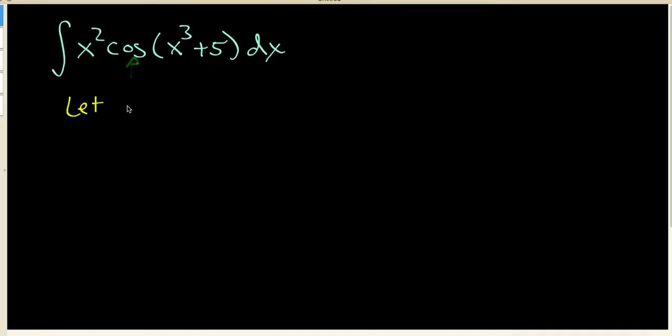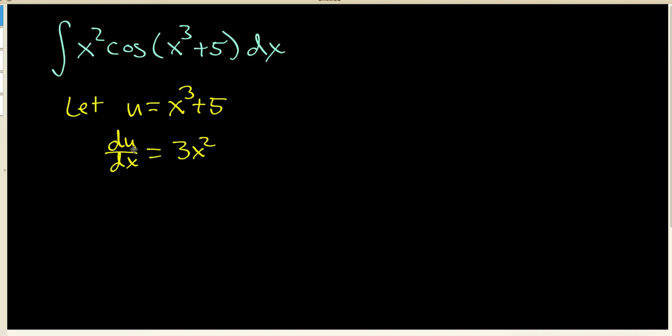So I want to be thinking about the integral of x squared times the cosine of x cubed plus 5 dx. Now, as before, I see that this is an inside function and that is an outside function. So what I'm going to do is, the traditional letter to use is u. So I'm going to let u be x cubed plus 5. And then I'm going to find the derivative of u with respect to x, and that is 3x squared.